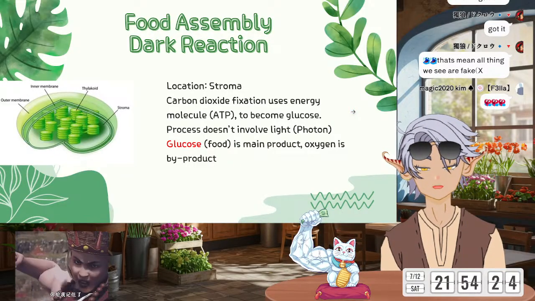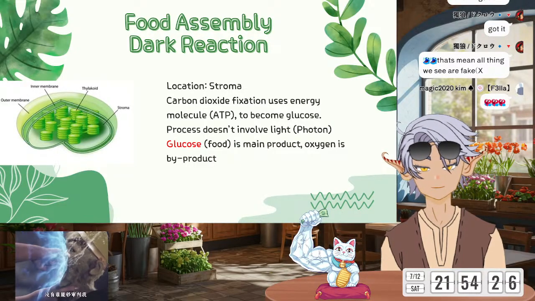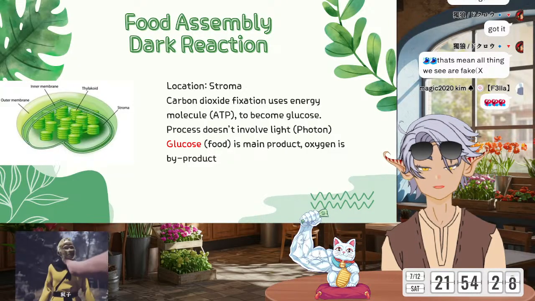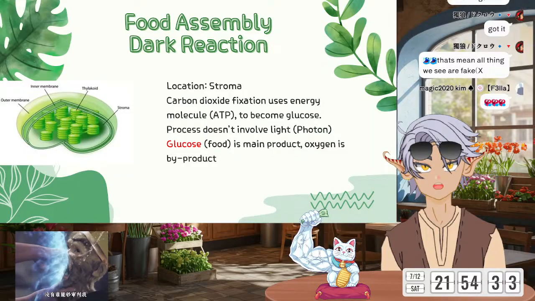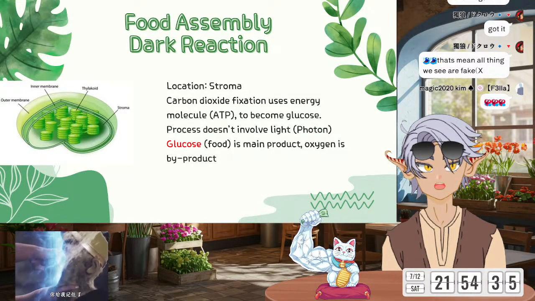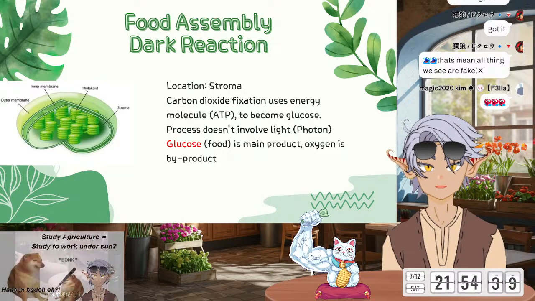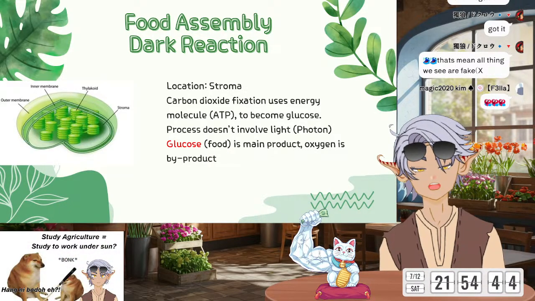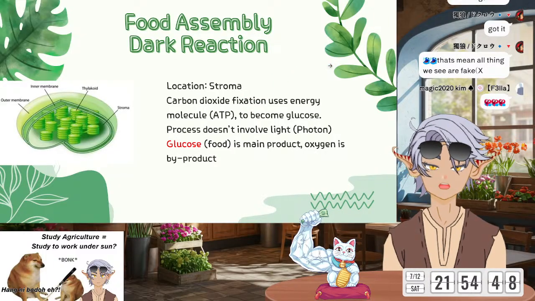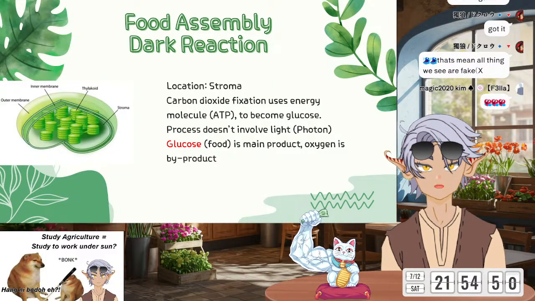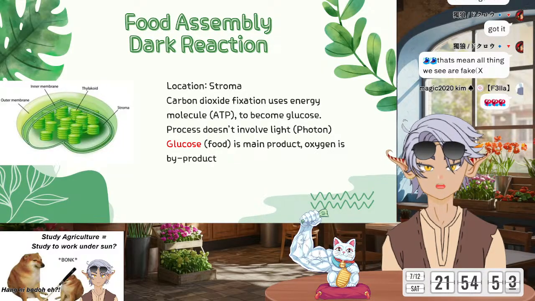Okay, so for food assembly, the scientific term is dark reaction, or the technical term is independent reaction. Going deeper, it's the Calvin cycle. If you learn science, you know. So where does it happen? This dark reaction's location is the stroma.